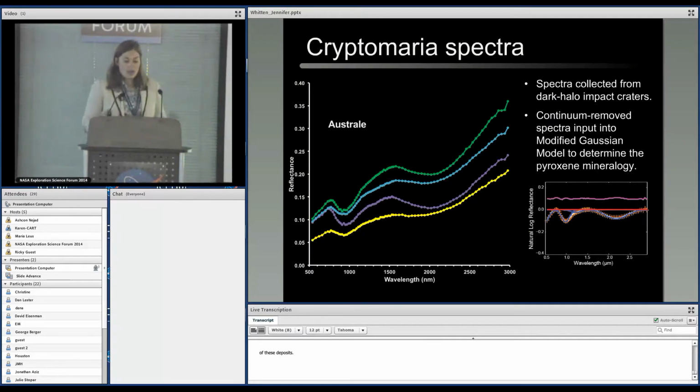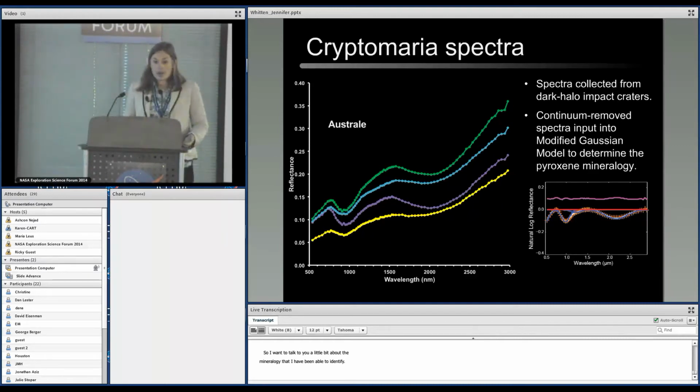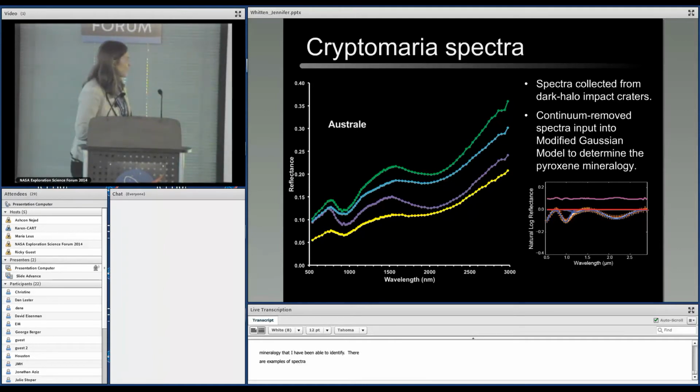Okay, so I want to talk to you a little bit about the mineralogies that I've been able to identify. Here's an example of some M-cubed spectra from dark halo impact craters in the Austral Cryptomaria. You can see that they have the characteristic pyroxene signature, a strong 1 and 2 micron absorption feature. And so I collected spectra of dark halo impact craters for all of the Cryptomaria ponds that I was able to map. I did a continuum removal process and then processed them with the modified Gaussian model to determine the pyroxene mineralogy, specifically looking at the 1 and 2 micron band centers.